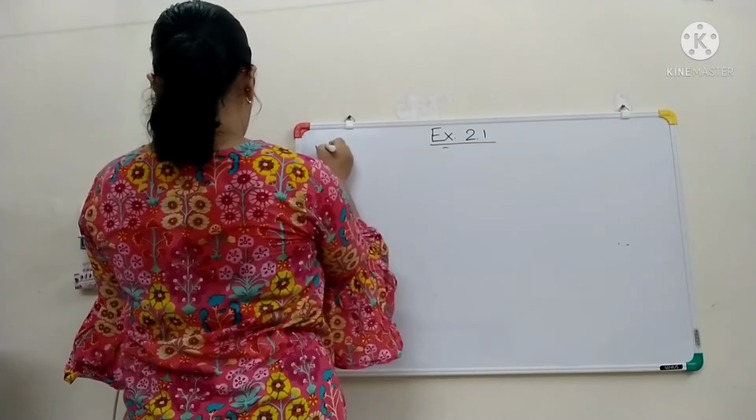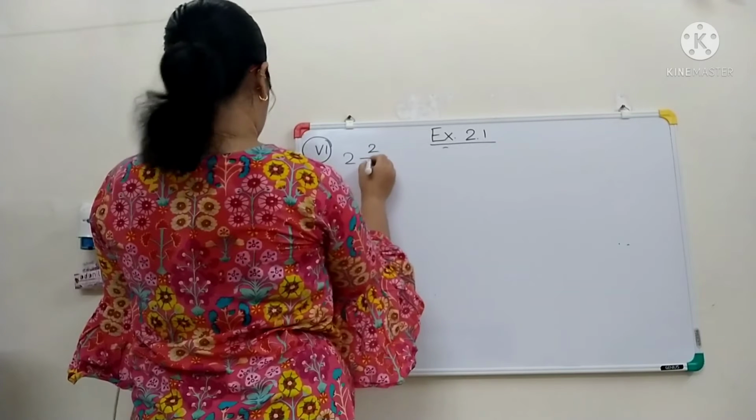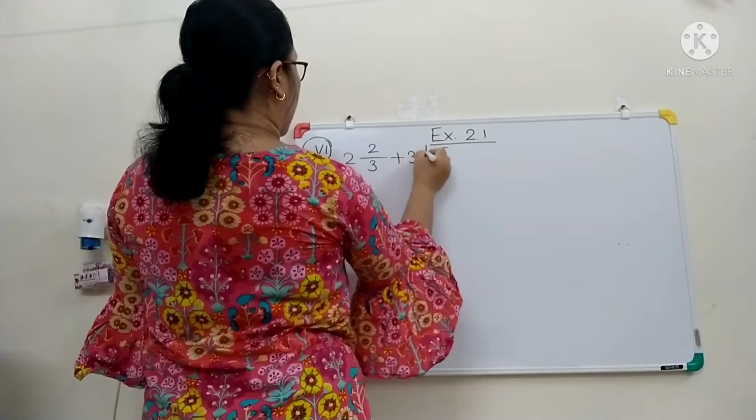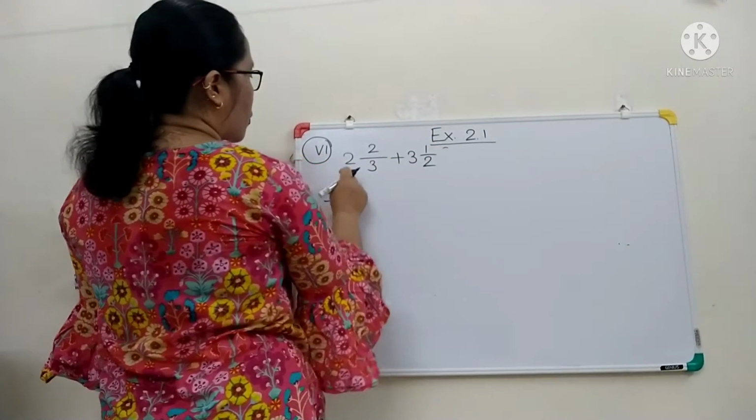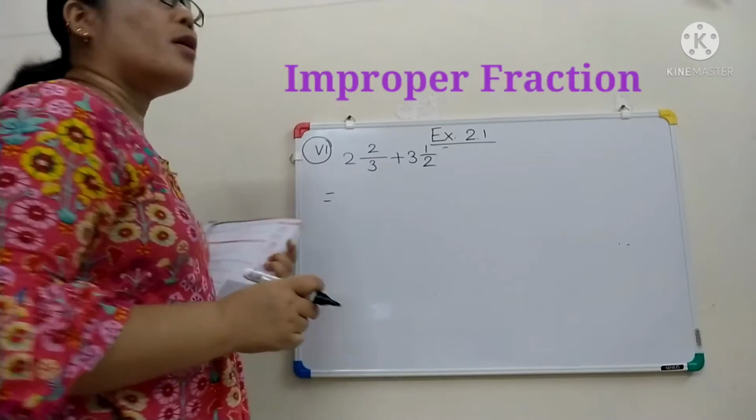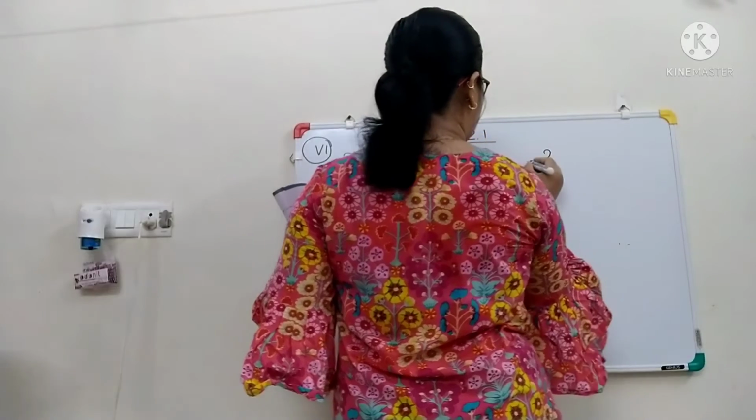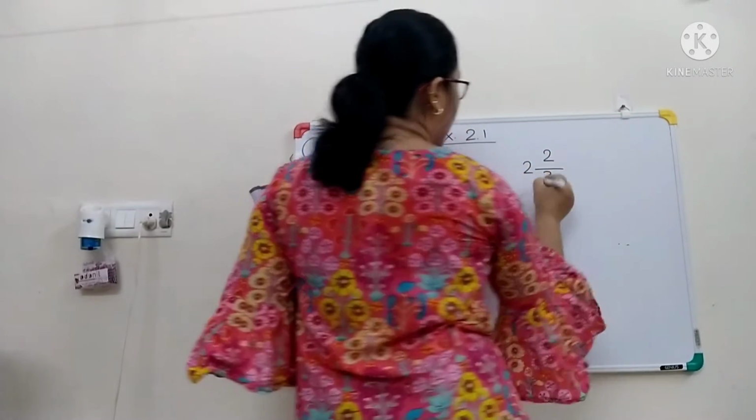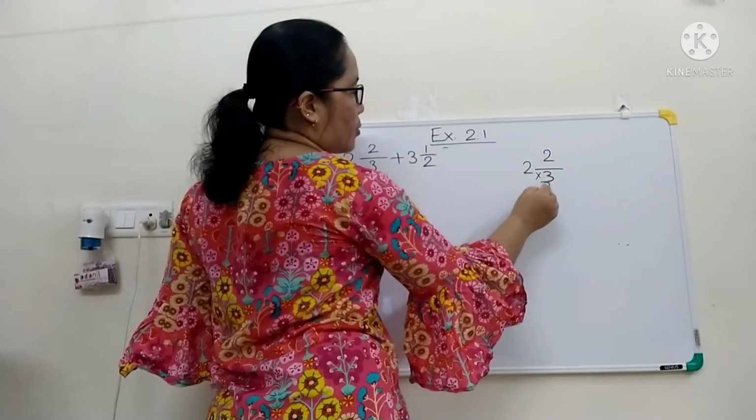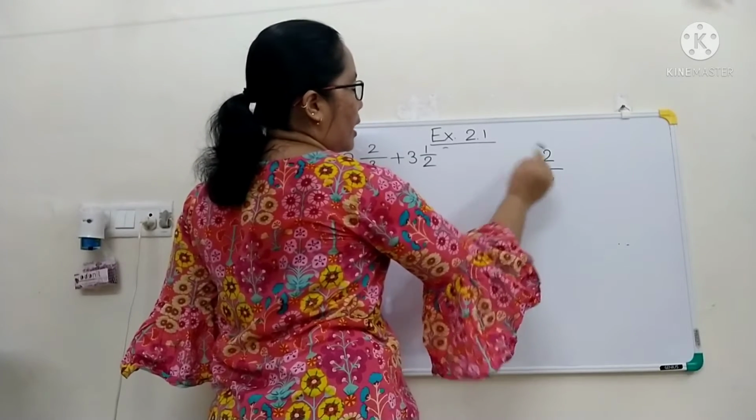Question number 6. Here mixed fractions are given, 2 and 2 by 3 plus 3 and this. So here both are mixed fractions. So first of all we have to convert these mixed fractions into improper fractions, and that method also you have learned earlier. Still I am going to explain it again. So it is like this. We will multiply this denominator with the whole number, and that answer will be added to the numerator.